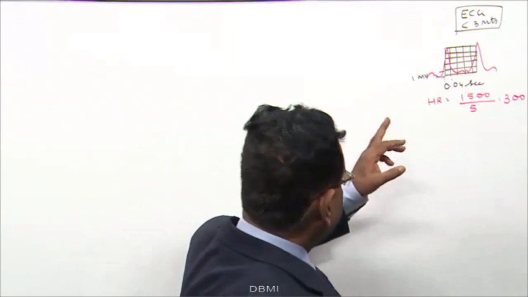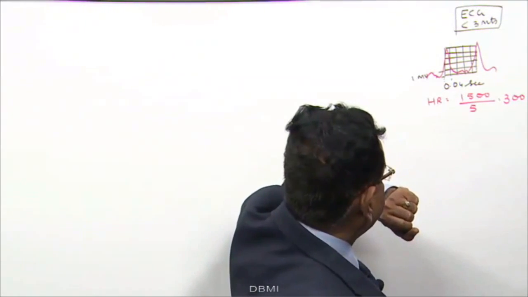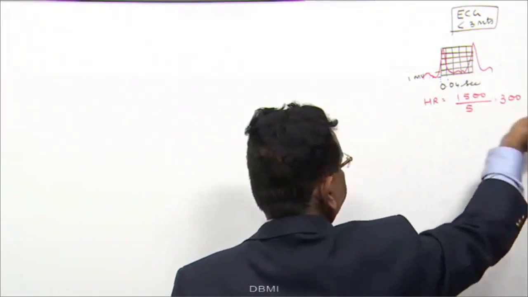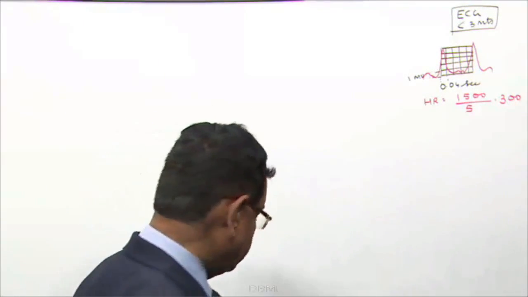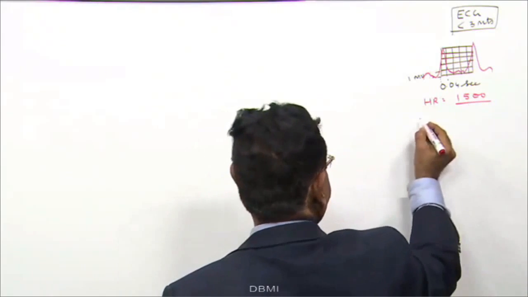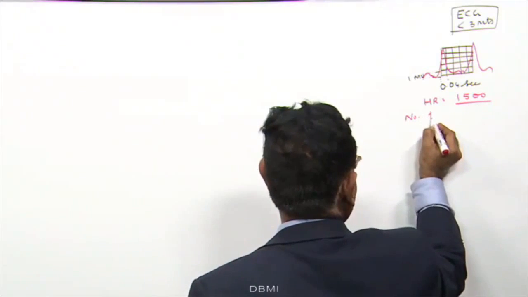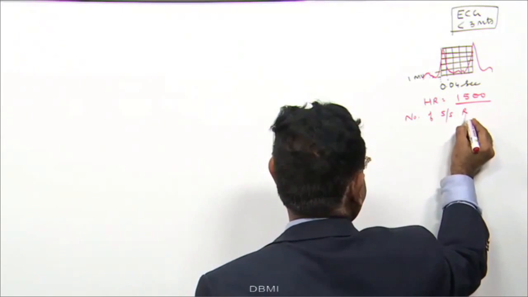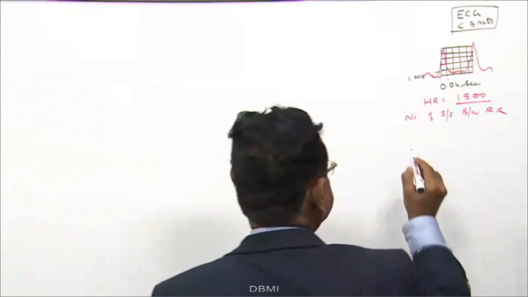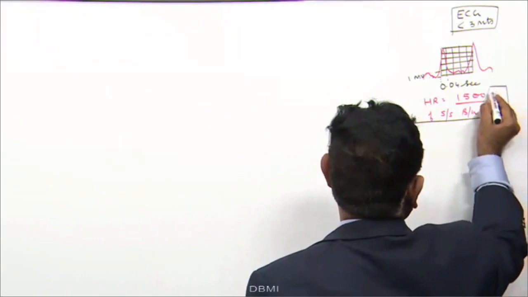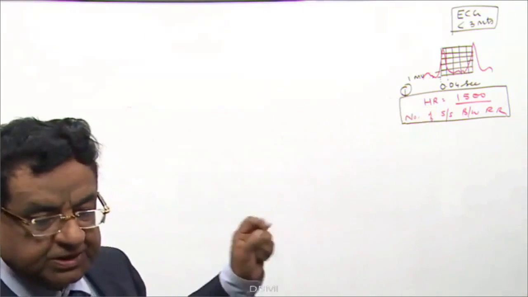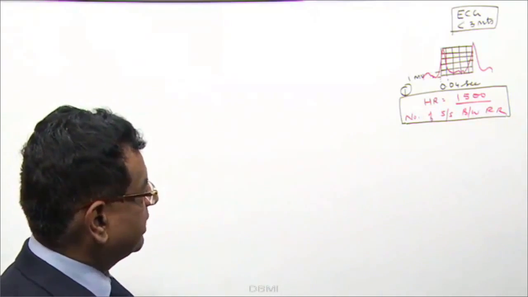So friends, how to calculate heart rate? 1500 divided by number of small squares between two R waves, 1, 2, 3, 4, 5, 300. So how to calculate heart rate? 1500 divided by number of small squares between RR. This is our box number 1. All of you make the boxes the way I am making. This is box number 1: how to calculate heart rate.